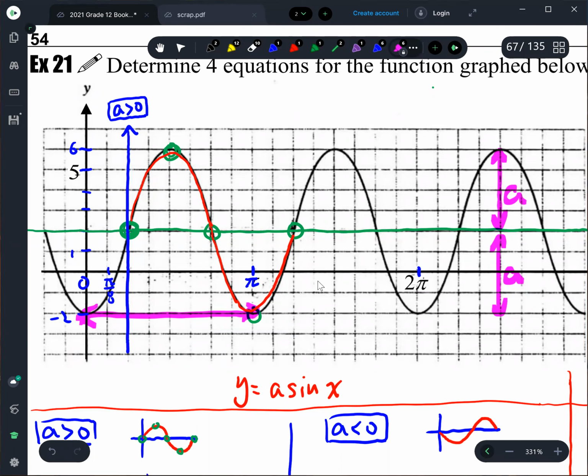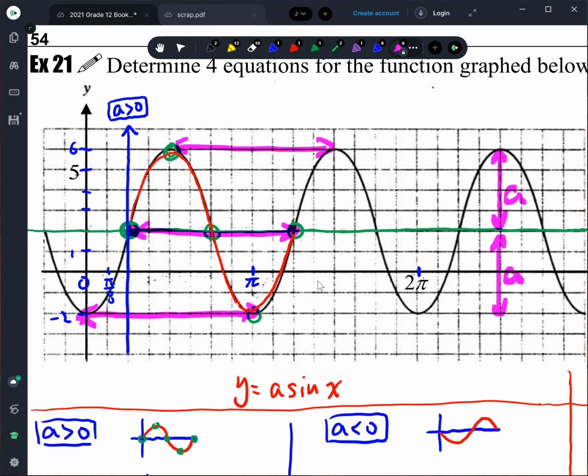That's one way. Or from highest to highest, that's also a period. Or from origin to the next origin, that's also a period. It's always the same length. So it doesn't matter where you start, right? That's period, that's also period. No matter where you start, the period is always pi.